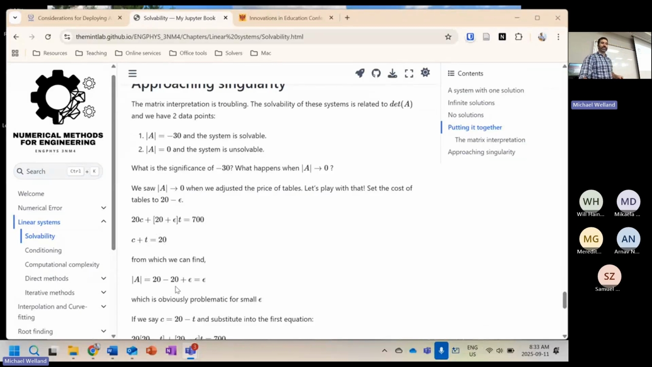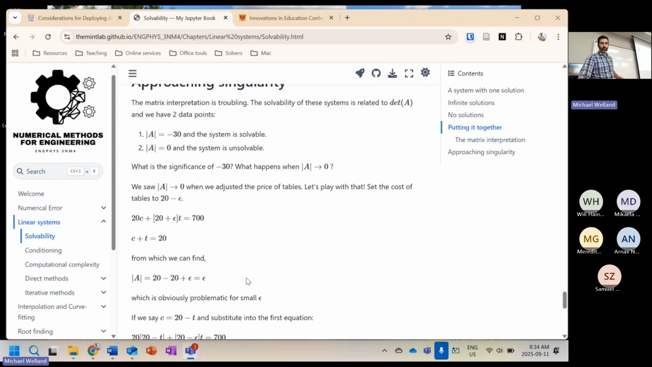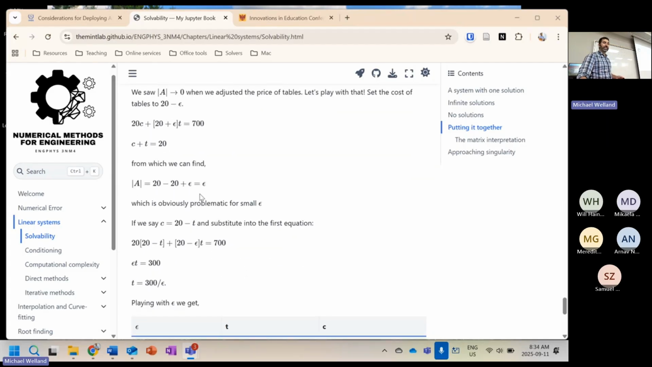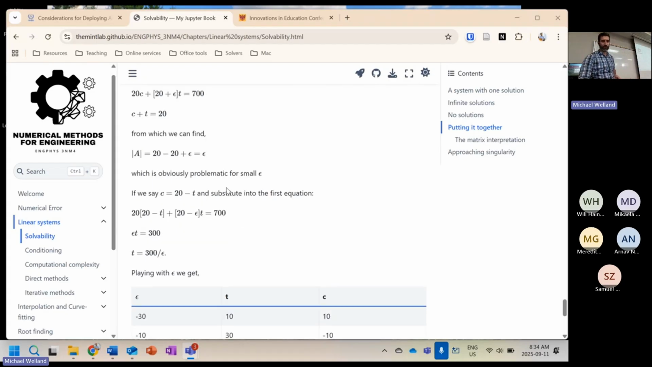Put that in, calculate the determinant, and what you find is that your determinant is actually just equal to epsilon. So super convenient. Obviously, this is a problem when epsilon goes to 0, i.e. when the error here goes to 0 and this approaches 20, your determinant becomes 0 and then you have a big problem, right? Because you can't invert it anymore.